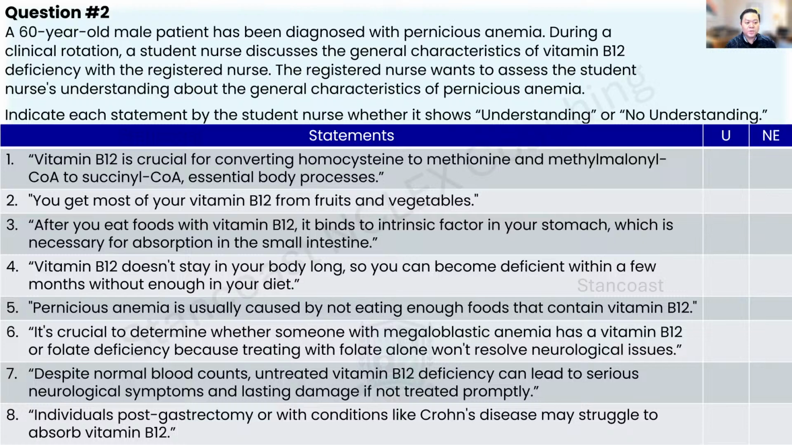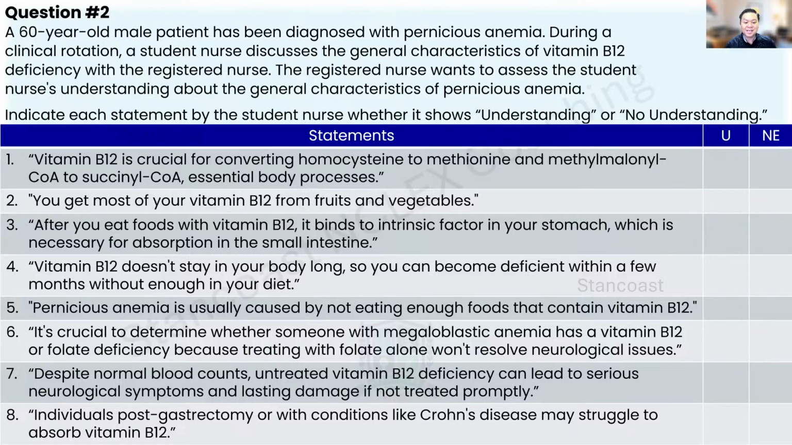2, you get most of your vitamin B12 from fruits and vegetables. 3, after you eat foods with vitamin B12, it binds to intrinsic factor in your stomach, which is necessary for absorption in the small intestine. 4, vitamin B12 doesn't stay in your body long, so you can become deficient within a few months without enough in your diet. 5, pernicious anemia is usually caused by not eating enough foods that contain vitamin B12. 6, it's crucial to determine whether someone with megaloblastic anemia has a vitamin B12 or folate deficiency, because treating with folate alone won't resolve neurological issues.